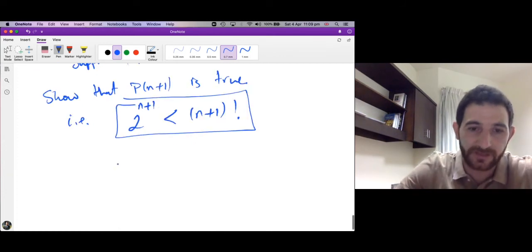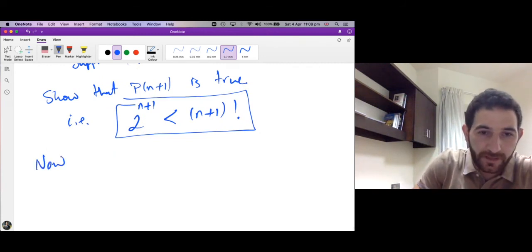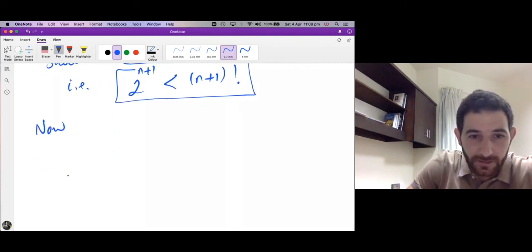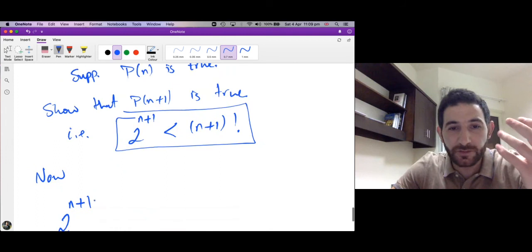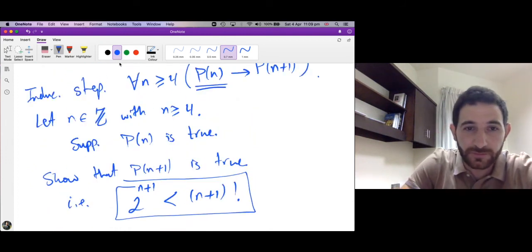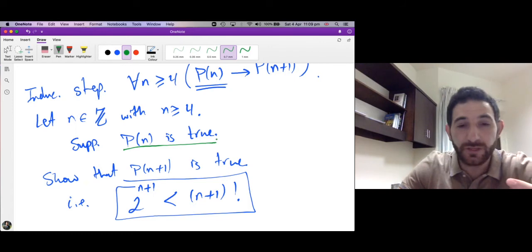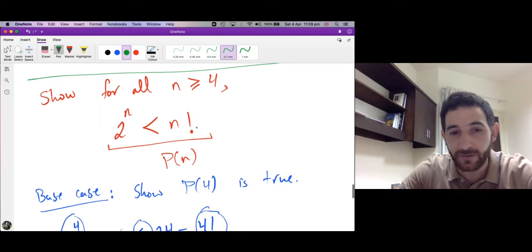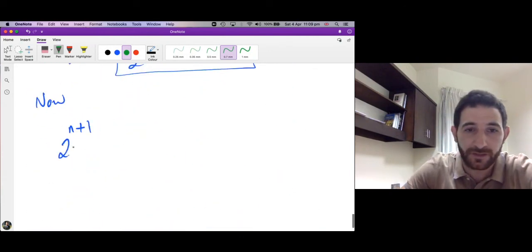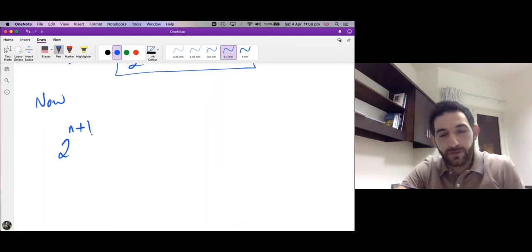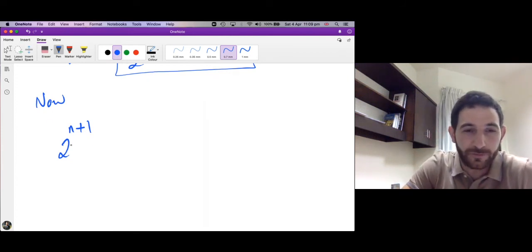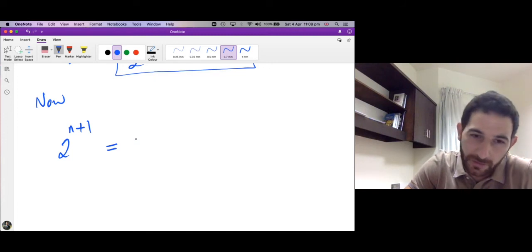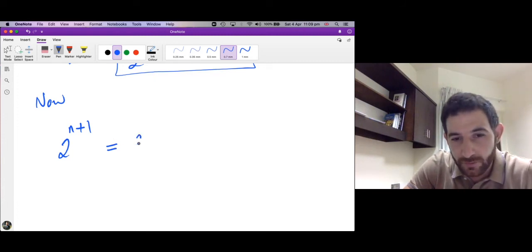So let's start with the left hand side, which is 2 to the power n plus 1. All the information we have is P of n, which we assumed true: 2 to the n is strictly less than n factorial. So we need to create 2 to the n from here. How can you obtain 2 to the n from 2 to the n plus 1? I'll tell you the trick: 2 to the n plus 1 is equal to 2 times 2 to the n.